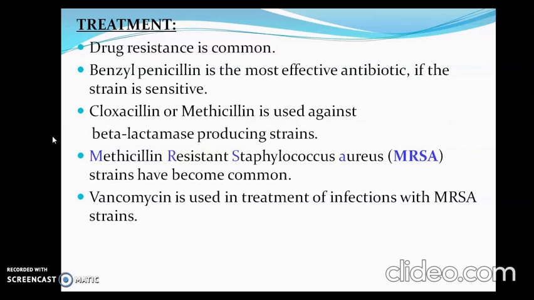Drug resistance is common in staphylococcal infections. Benzyl penicillin is the most effective antibiotic used if the strain is sensitive. Cloxacillin or methicillin is used against beta-lactamase producing strains, because beta-lactamase producing strains can degrade the beta-lactam ring that is present in penicillin. So in that case, cloxacillin or methicillin is used. But methicillin-resistant Staphylococcus aureus strains have also been emerging and they are termed MRSA. In that case, vancomycin is used in the treatment of infections with MRSA strains.